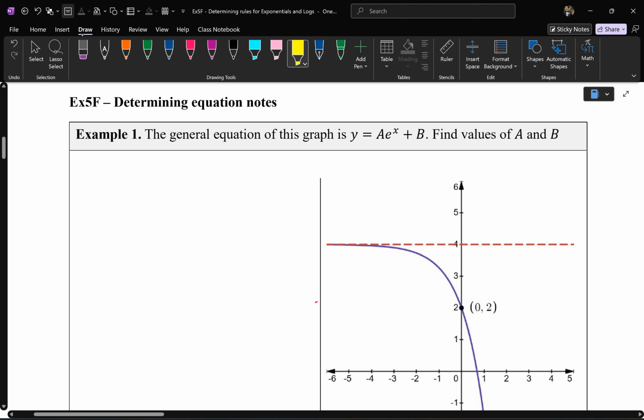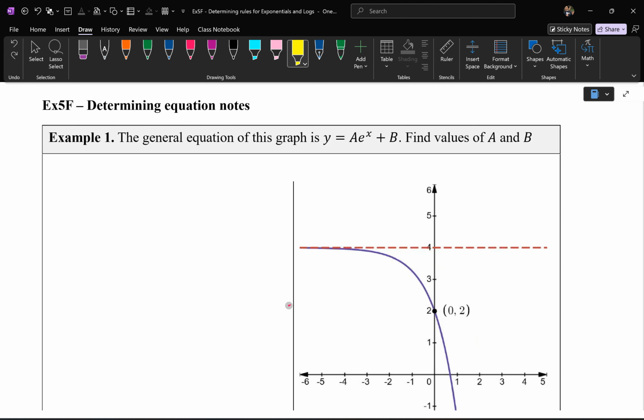Whoops, what's going on there? All right, there we go. That's an exponential graph. Plus B is my translation, vertical translation. Reading the graph, I can see there's a vertical translation, there's an asymptote. So what should B be? What is B? Let's go with Alex. Just look at the graph.